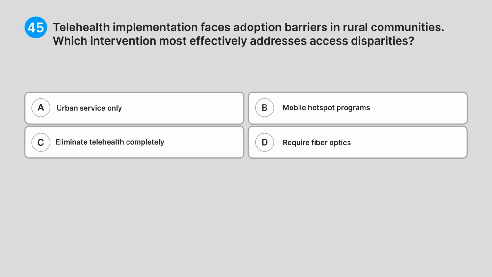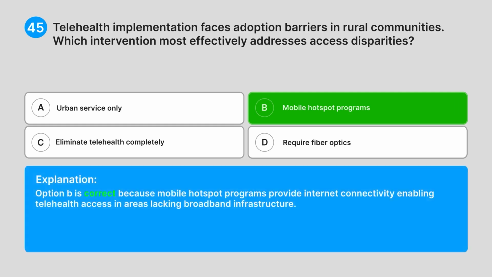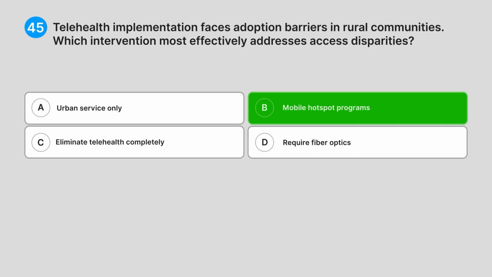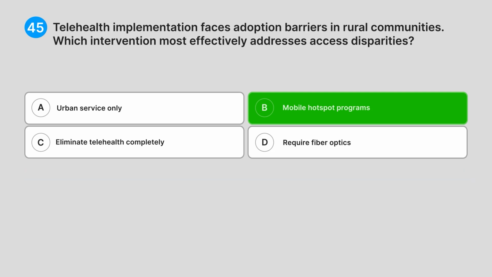Correct answer: B. Mobile hotspot programs. Explanation. Option B is correct because mobile hotspot programs provide internet connectivity, enabling telehealth access in areas lacking broadband infrastructure. Option A is incorrect because urban-only service perpetuates rural health disparities rather than addressing them.